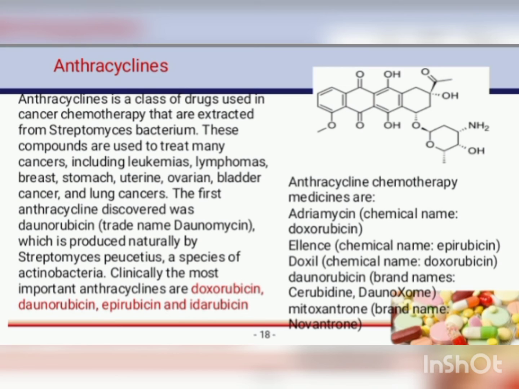Clinically, the most important anthracyclines are doxorubicin, daunorubicin, and idarubicin. Anthracycline chemotherapy medications are Adriamycin, chemical name doxorubicin, and Ellence, chemical name epirubicin, and Doxil, chemical name doxorubicin, and Daunoxome.